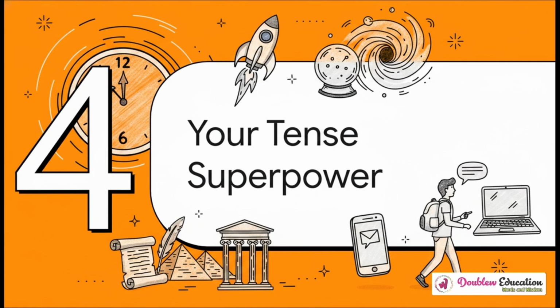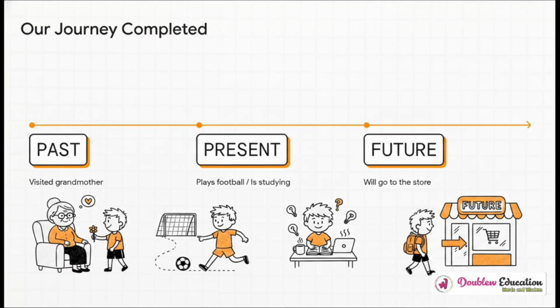And just like that, we've traveled all across time. We've hung out in the present, we've looked back at the past, and we've had a peek into the future. By understanding these tenses, you've basically unlocked a real superpower in how you speak and write. Let's look at our timeline one last time. This sums up our whole journey perfectly, doesn't it?